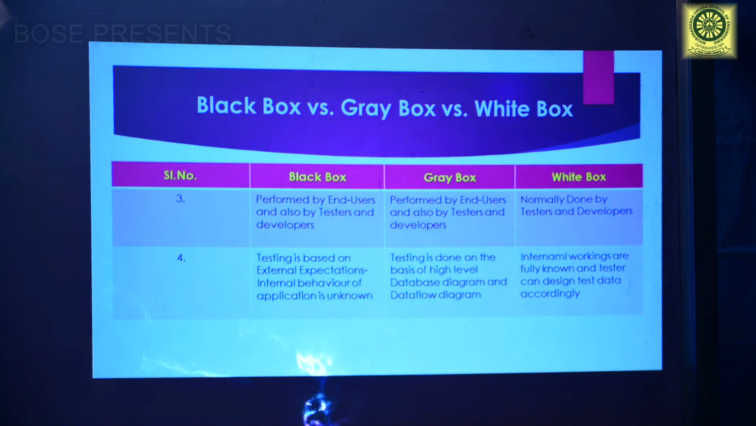We are moving to the third point. Here black box testing is performed by end users and also by testers and developers, whereas gray box testing is performed by end users and also by testers and developers. But white box testing is normally done by testers and developers only. In the fourth point, black box testing is based on external expectations and the internal behavior of the application is unknown, while gray box testing is done on the basis of high level database diagram and data flow diagram, while in white box the internal workings are fully known and the tester can design test data accordingly.